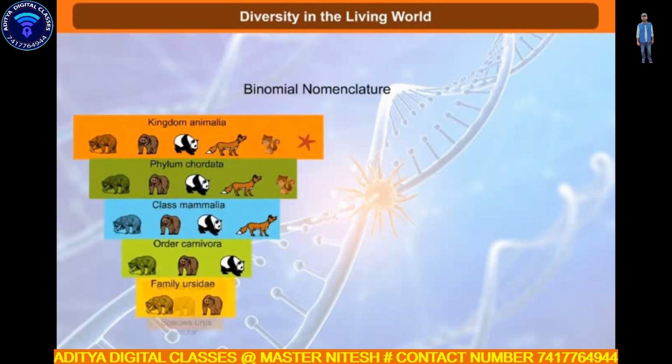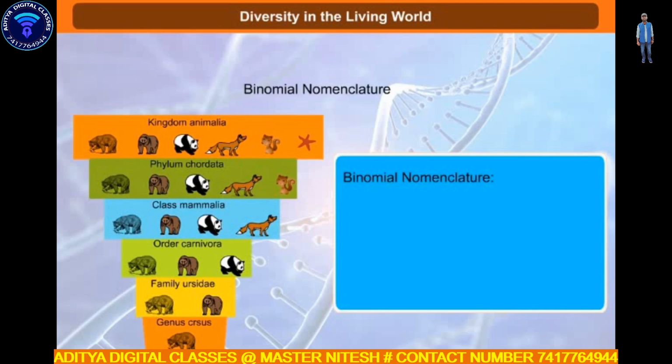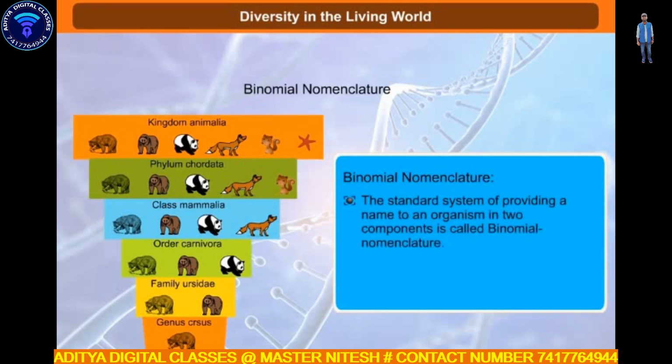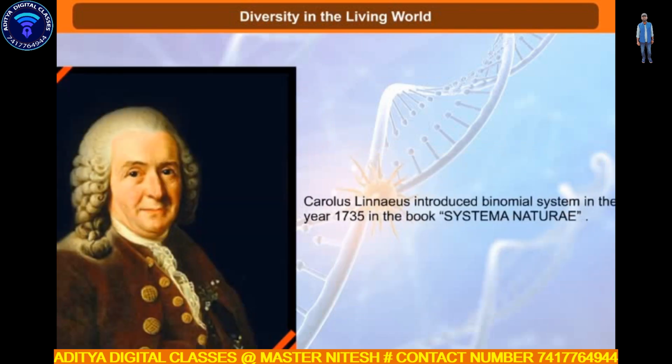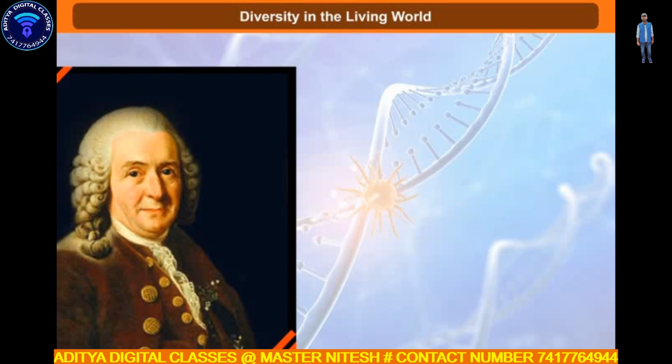Binomial nomenclature. The standard system of providing a name to an organism in two components is called binomial nomenclature. Each scientific name has two components: generic name and specific epithet. Carolus Linnaeus introduced the binomial system in the year 1735 in the book Systema Naturae.